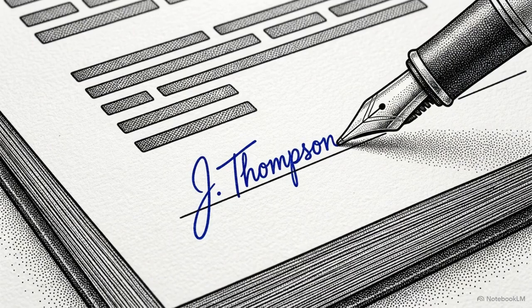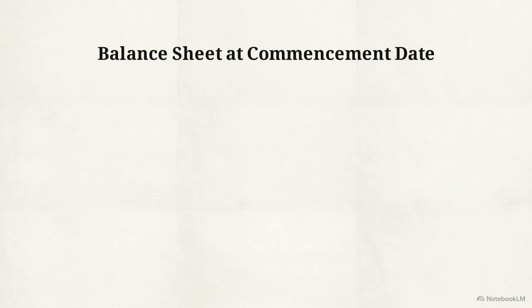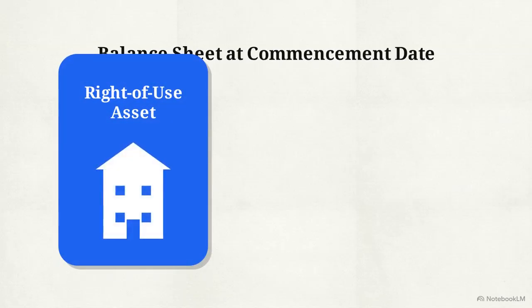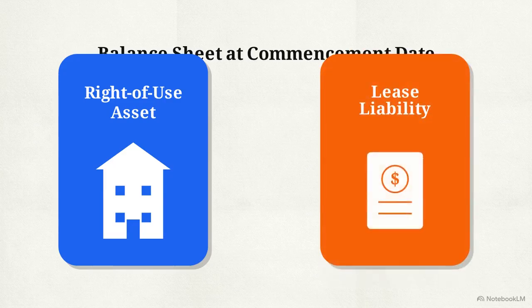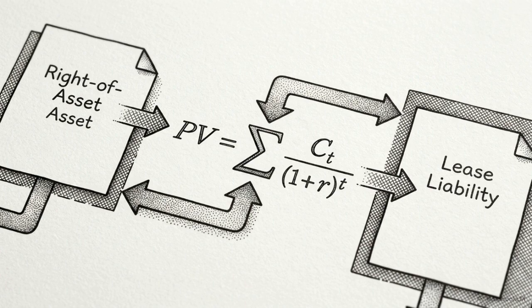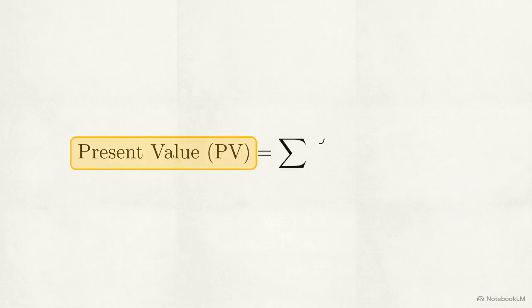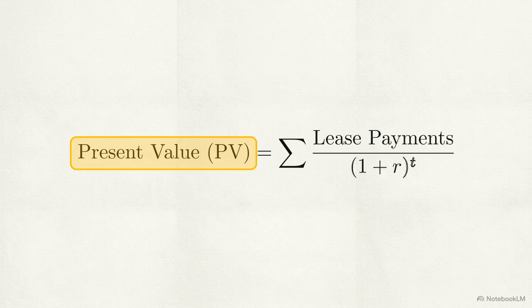At the commencement date of the lease, the lessee must record two simultaneous entries: a right-of-use asset representing their control of the property, and a lease liability representing their obligation to pay for it. Both of these figures are anchored to the exact same metric. They are calculated as the present value of the future lease payments over the term of the contract.